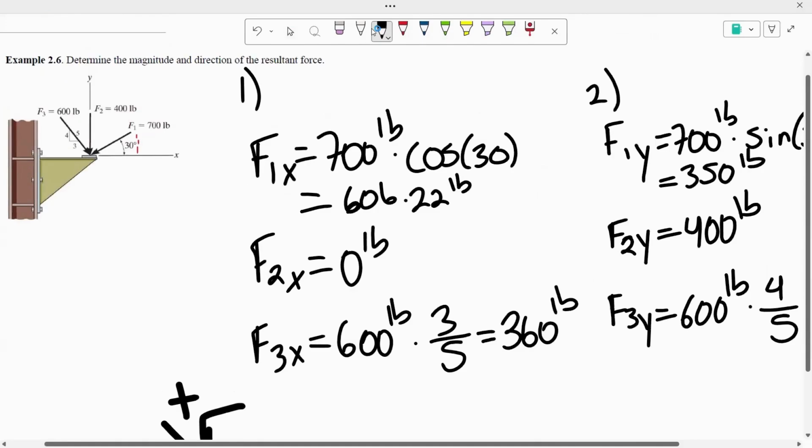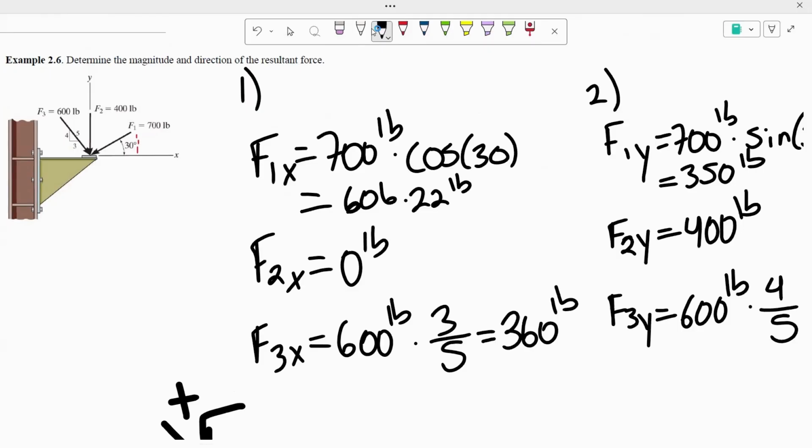So now we're going to go back to each of the horizontal and vertical components for each of the vectors. So here for F1 of x, we got 606.22 pounds, but now we have to figure out in which direction it's going. And as you can see, F1 is going to the left side. So F1 of x is 606.22 pounds going to the left. F2 of x, there's no force, so that's just 0. And for F3, we could see that it is going to the right, so F3 of x is 360 pounds going to the right.